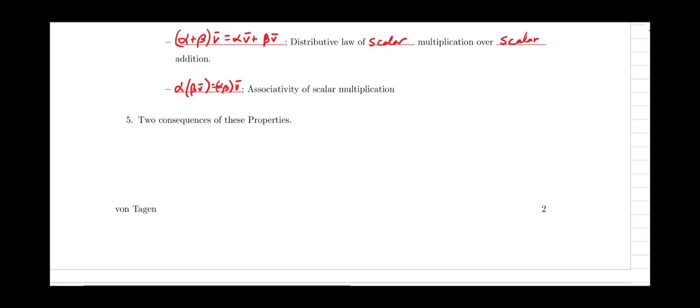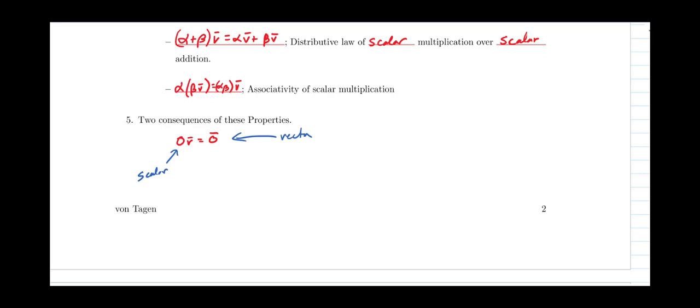So there are 2 other consequences of this property. The first one is if we take the scalar 0 and multiply it to some vector v, we end up with the vector 0. Okay. I want you to notice I sometimes mess up my notation here, folks, but I'm being very careful. This is the vector 0, and this is the scalar 0.